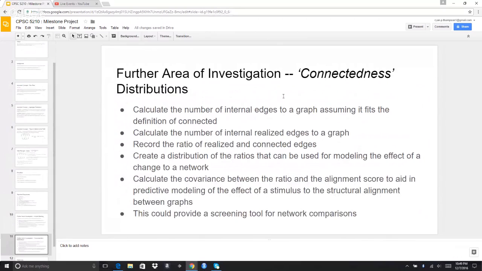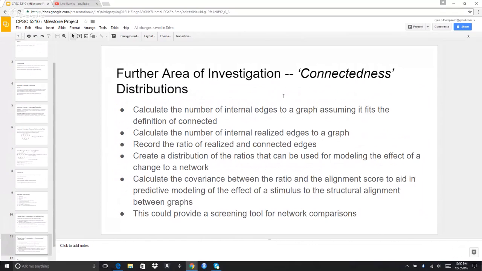Second area of investigation, of my own thoughts that I thought this paper stimulated that other people could look at, are connectedness distributions. So the steps for this would be to calculate the number of internal edges to a graph, assuming it fits the definition of connected. The definition of connected is that every vertex can get to every other vertex.